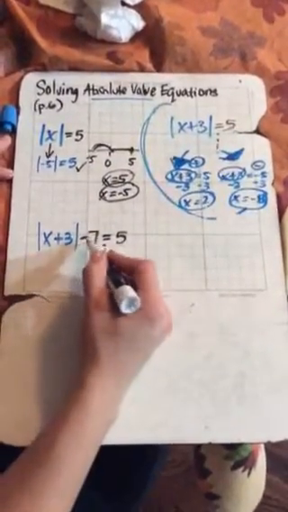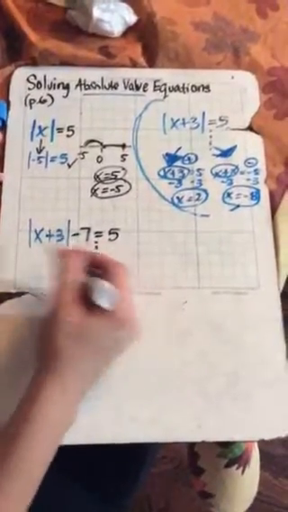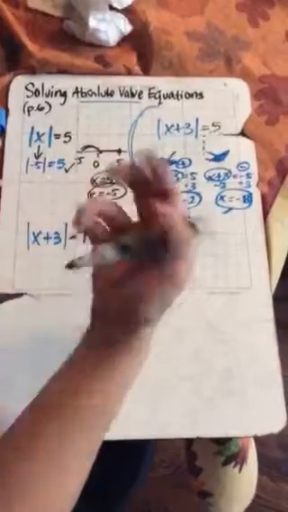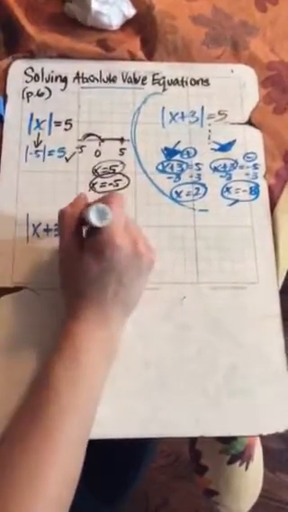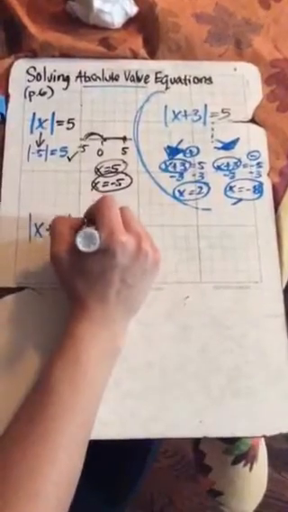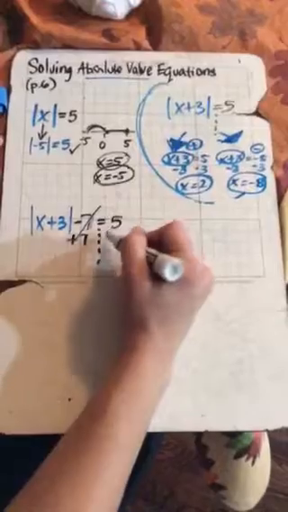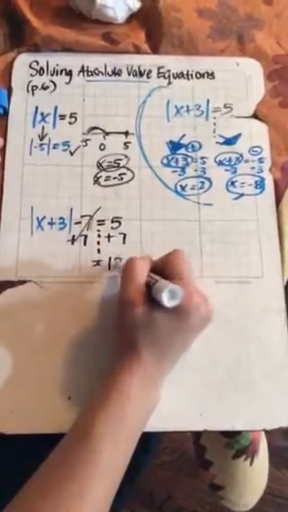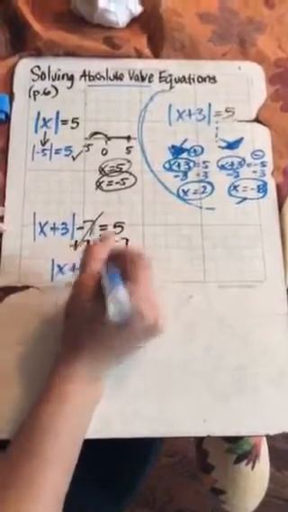So we want to get rid of this -7. We want to eliminate the other numbers and get the absolute value bars alone. So if we could get rid of that -7, then the absolute value would be alone. The opposite of subtraction, because it's being subtracted, is addition. So we add 7. 5 plus 7 is 12. So now we have the absolute value bars alone.